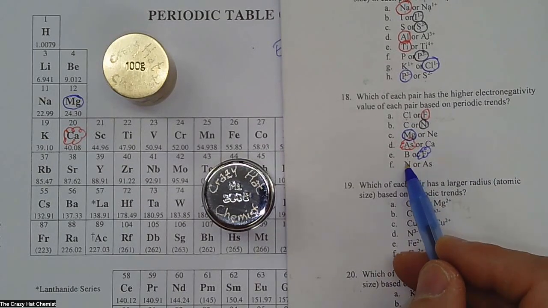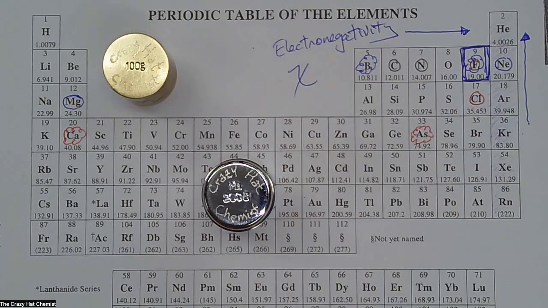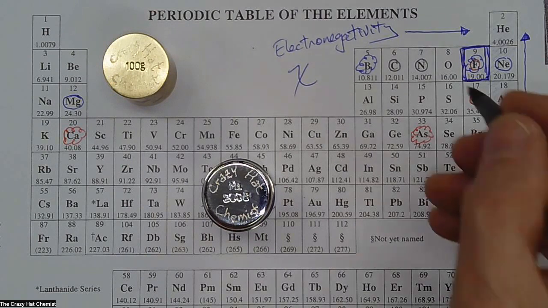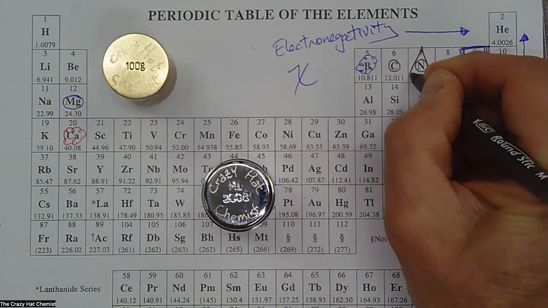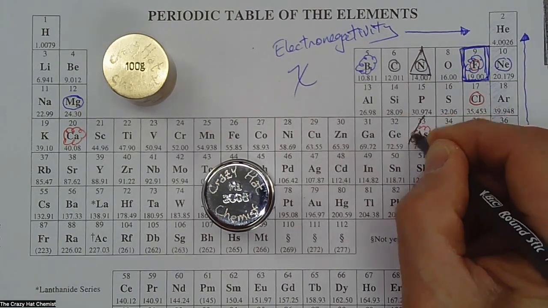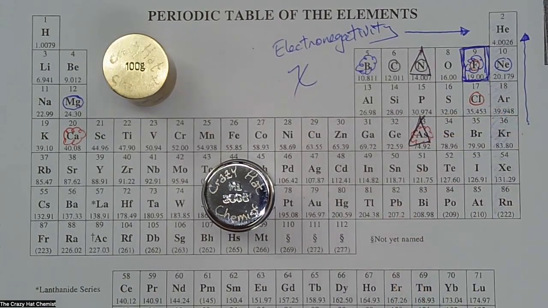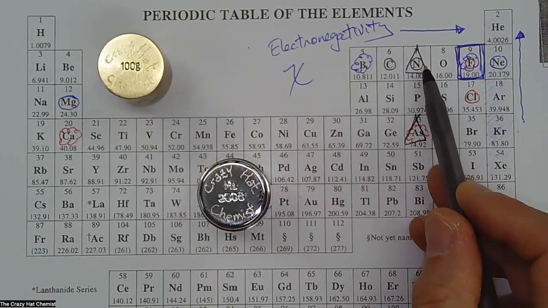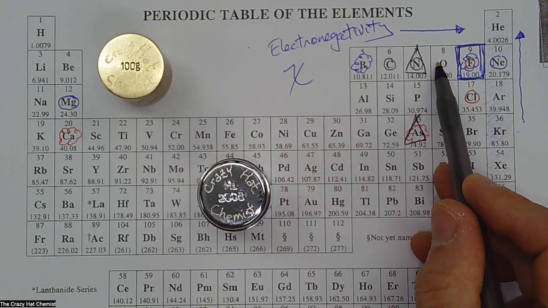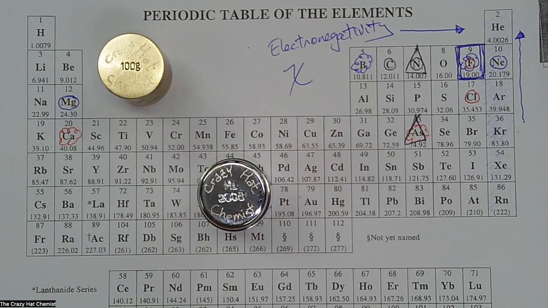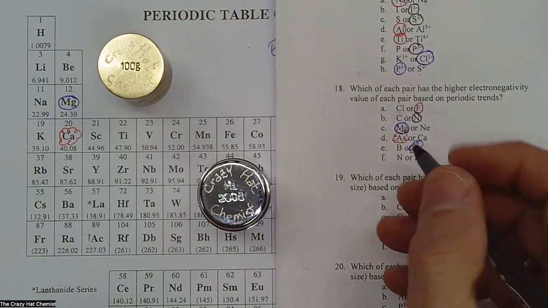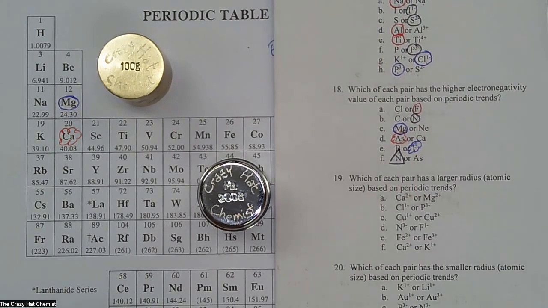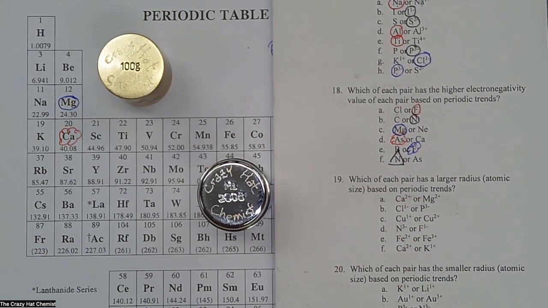Then we have nitrogen or arsenic. And the trend is as you go up within the same group, electronegativity increases. So that, of course, would be the nitrogen. And so nitrogen has the greater electronegativity value. All right, so hopefully those worked out well for you.